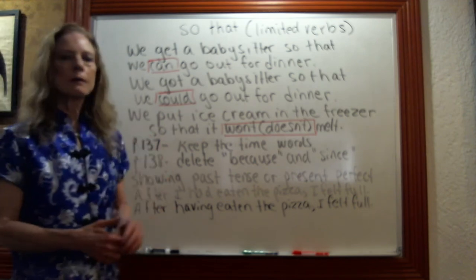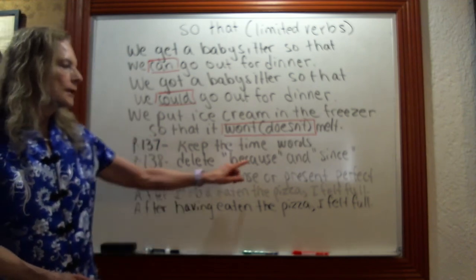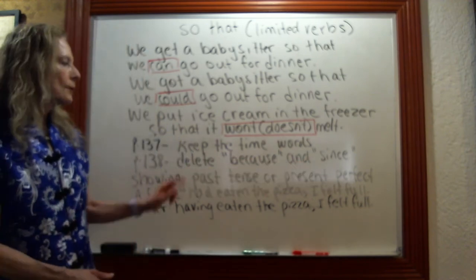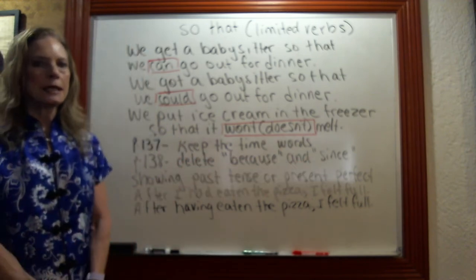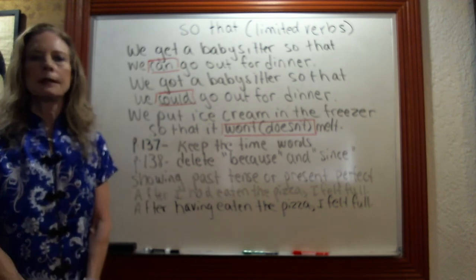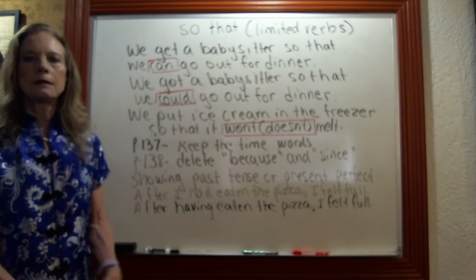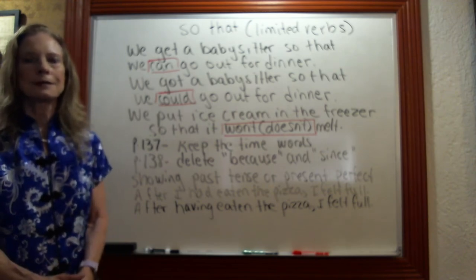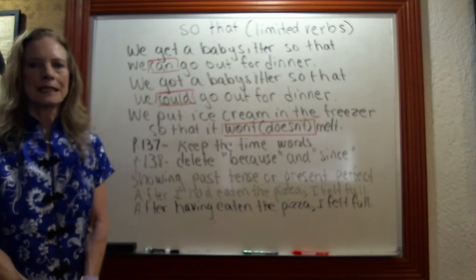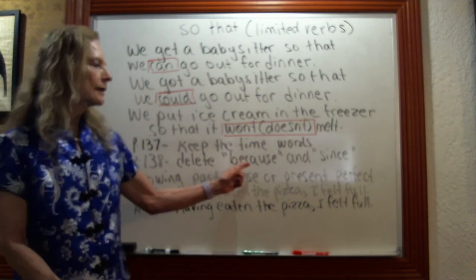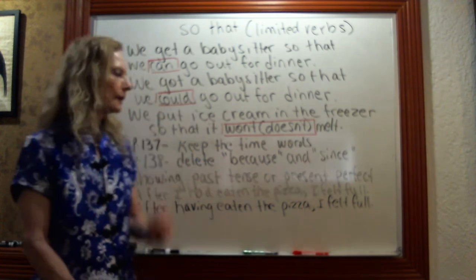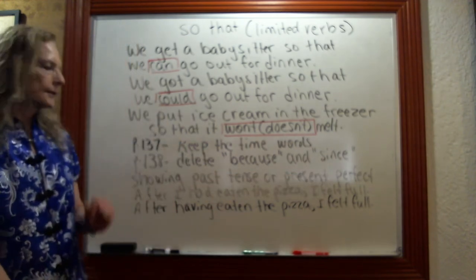On page 138, now we have different words. We have "because" and "since." They're not time words. So when we reduce, we need to take those out. So you'll see some examples there. Okay, because he didn't know the answers, he failed the test. Not a good example. Not knowing the answers, he failed the test. So we're taking out that "because." "Since" can mean "because" sometimes, remember. You'll see a lot of examples there.